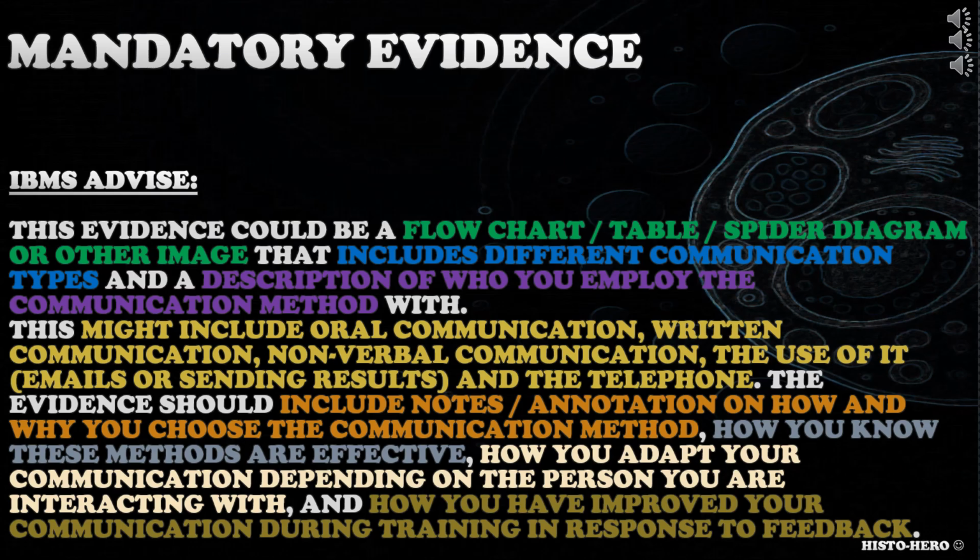The next part is asking them to include justification in the form of a note or annotation to explain why and how they choose a specific communication method. Candidates could consider colleagues, patients, doctors, carers, the method of communication they use with them, how they choose that method and why. The next part of the advice is asking them to explain how they know their selected method of communication is effective.